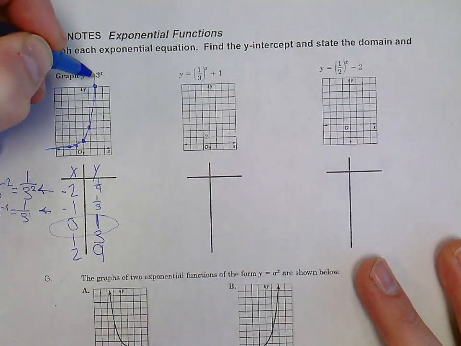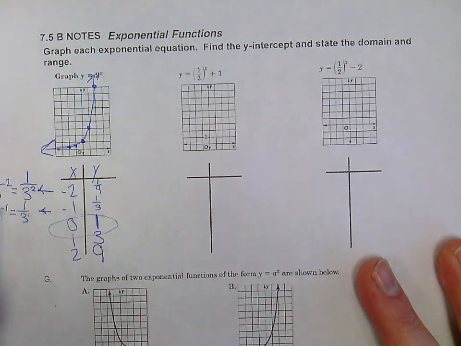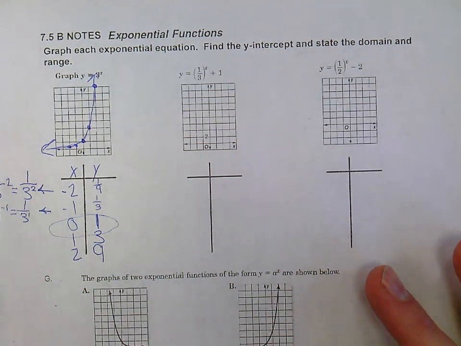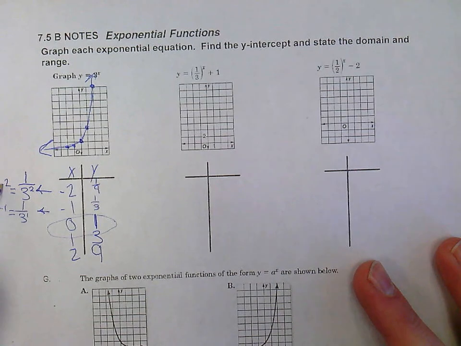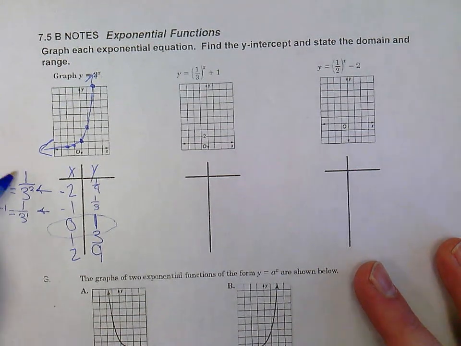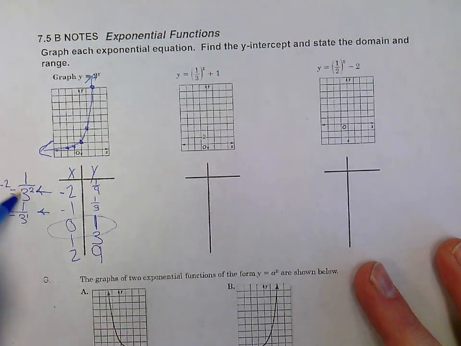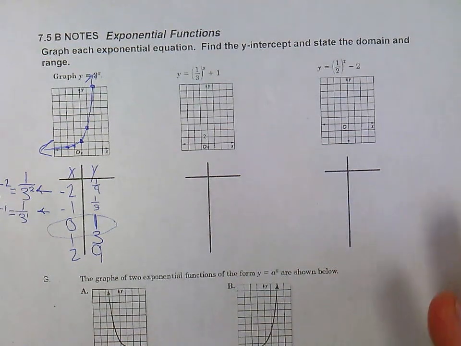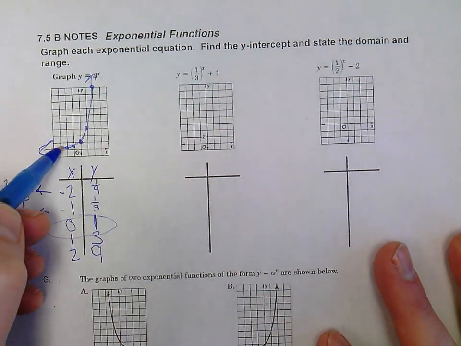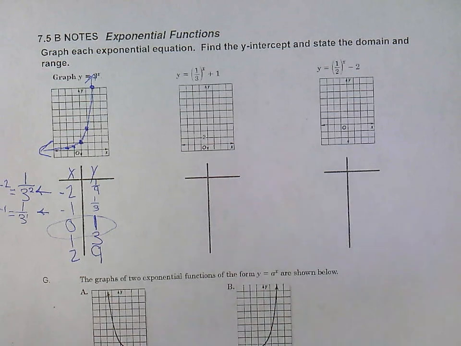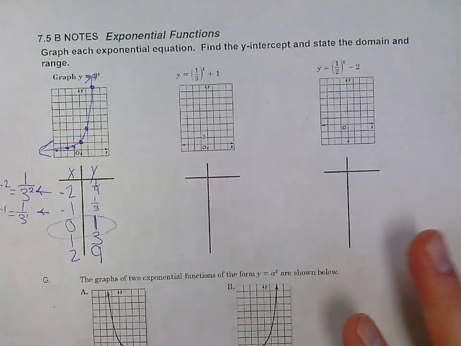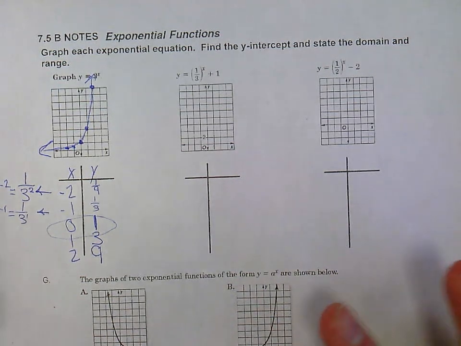And if you look at this, you're going to see why. No matter how small this exponent gets, it's always going to be 1 over some number, which is always bigger than 1, right? So it's never going to cross this x-axis. It's just going to keep getting really, really close to it.